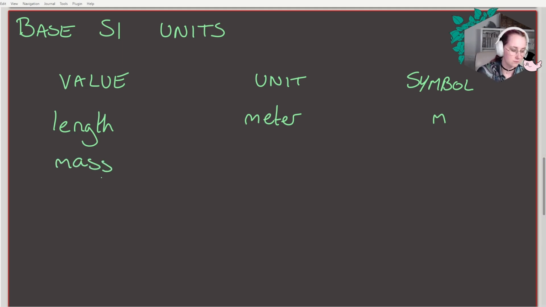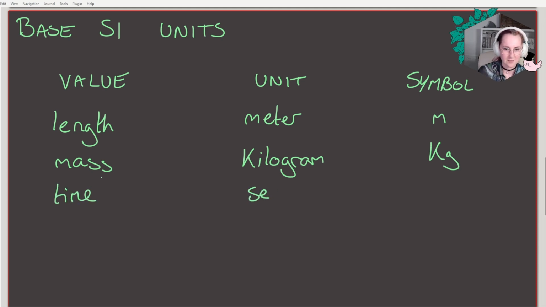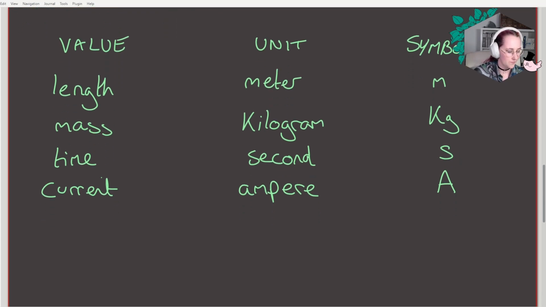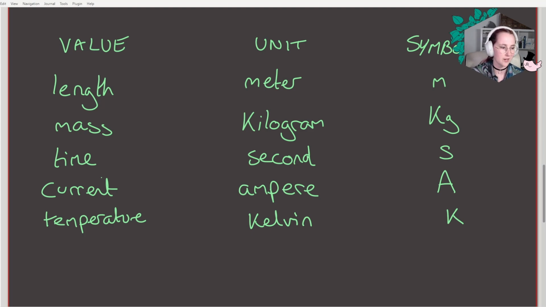Then we have mass, so a specific amount of stuff. Kilogram. Time is the second. Current. Some of these are more applicable to the maths course, some more applicable to a physics degree, but we'll put them all down for completeness. Temperature actually uses the Kelvin, which I think I knew, but I did forget about it.